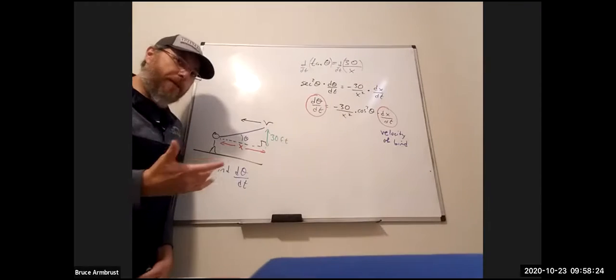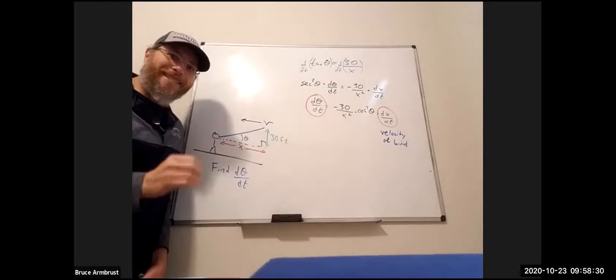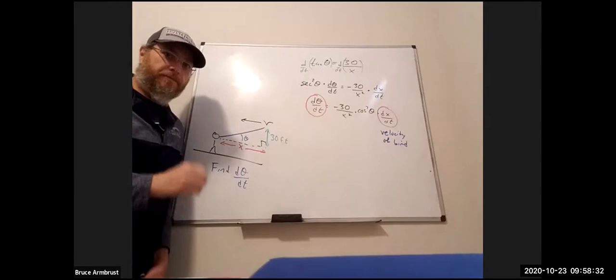Wait, sorry, where did you get that cosine squared? I divided by secant. And 1 over secant is cosine. Oh, gotcha. Okay.